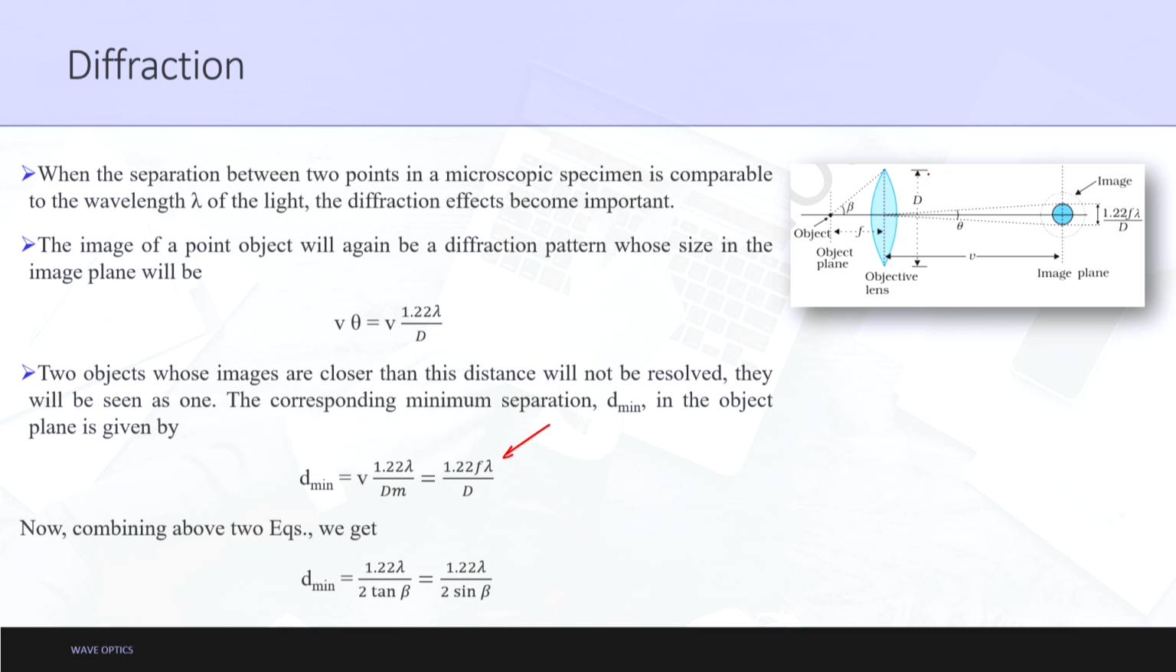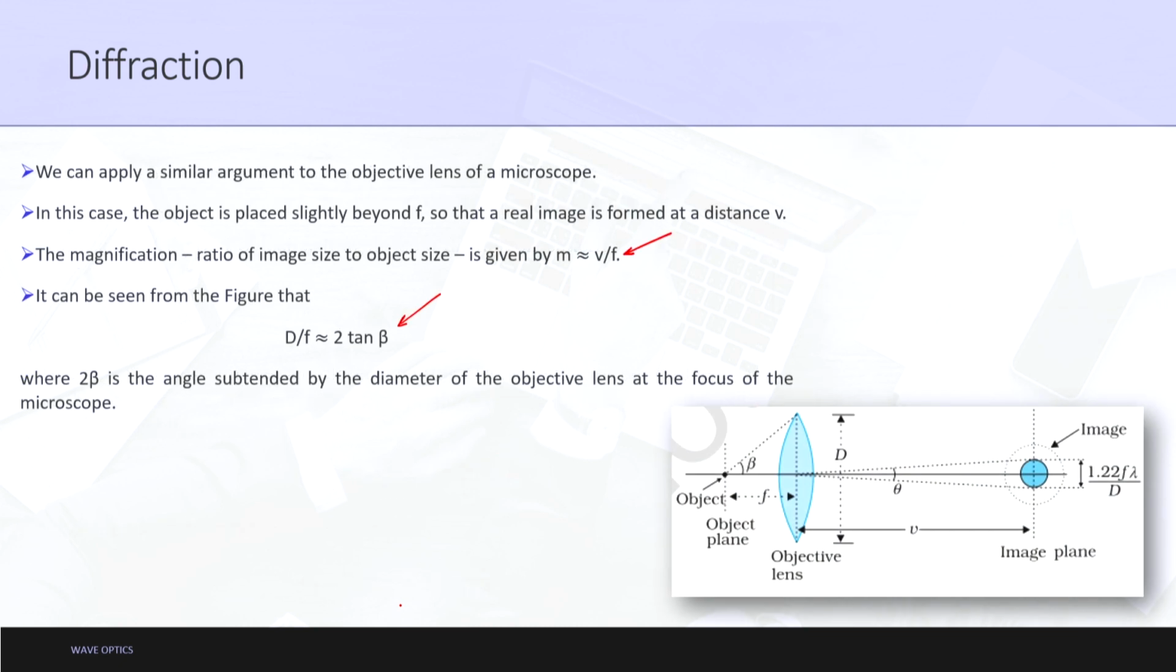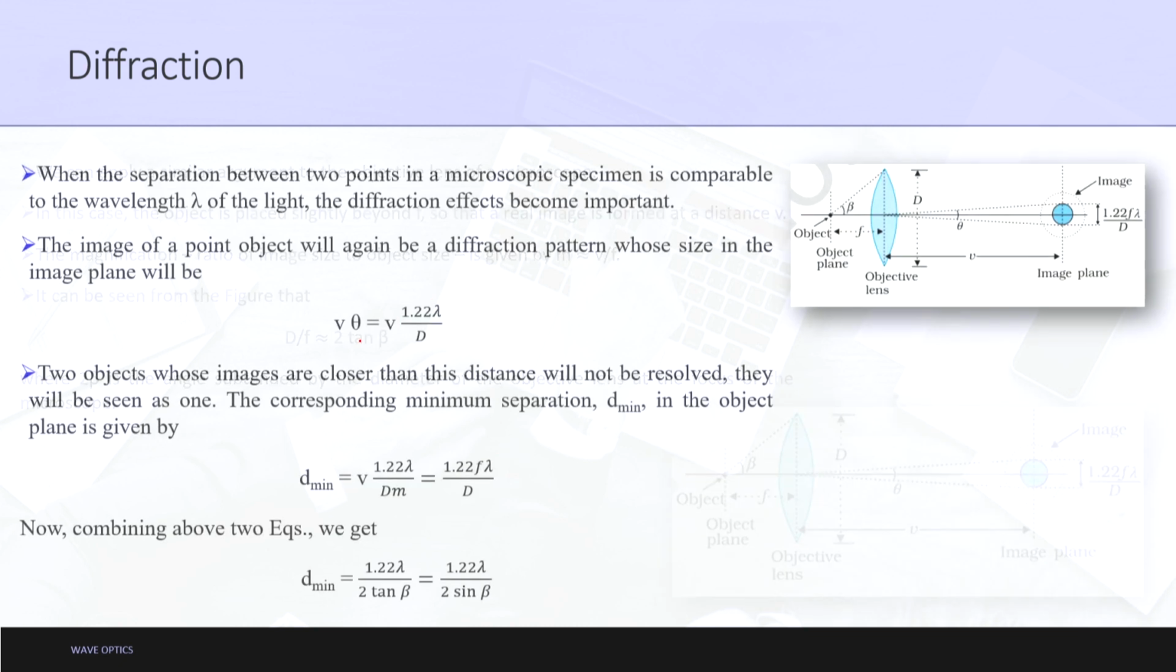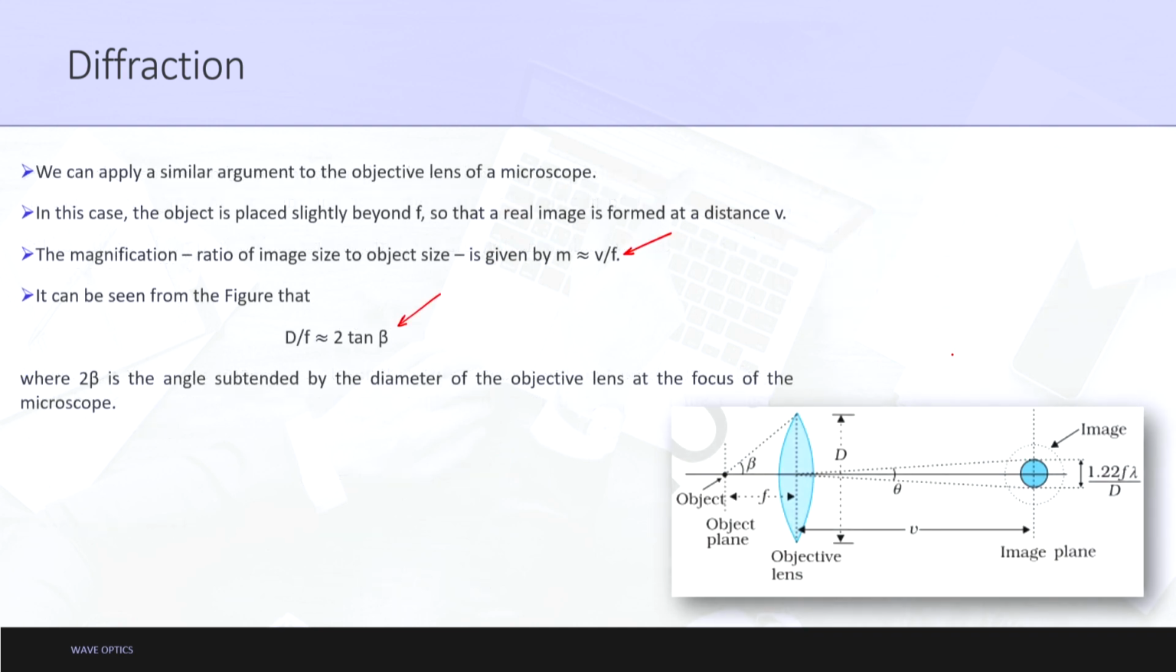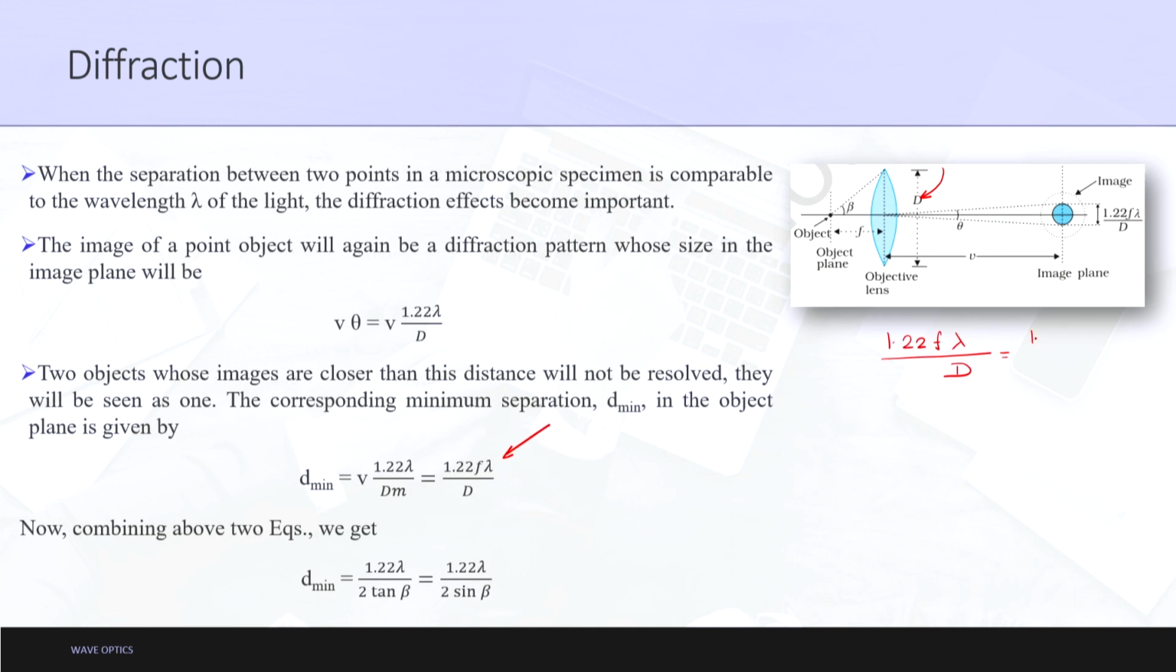What is capital D here? Capital D is the complete distance, as you can see in the figure. f is the focal distance, and lambda is the wavelength of the light. So d min is calculated like this. Similarly, we can get d min is equal to 1.22 lambda upon 2 tan beta. As we know that d by f is approximately equal to 2 tan beta, in the place of d by f in 1.22 f lambda upon d, we can directly write 1.22 lambda upon 2 tan beta.